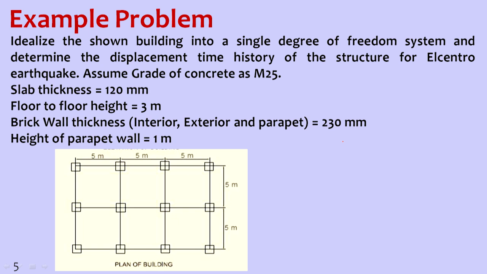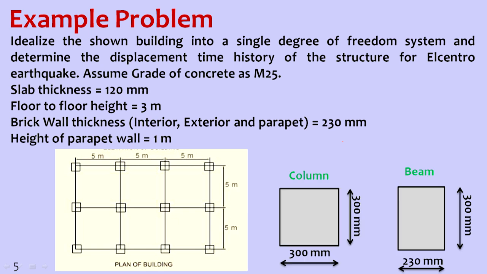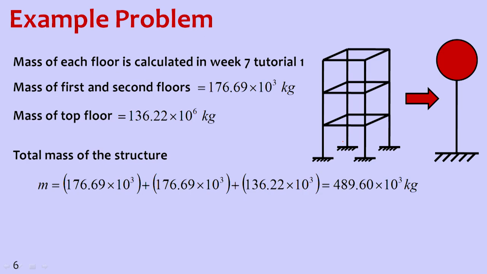So in this plan, we have equal size of columns. This is the size of column and beam. So 300 by 300 is the column size and beam size is 230 by 300. So each bay length is 5 meters.